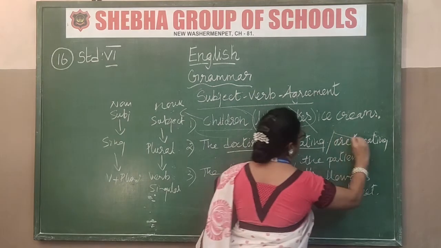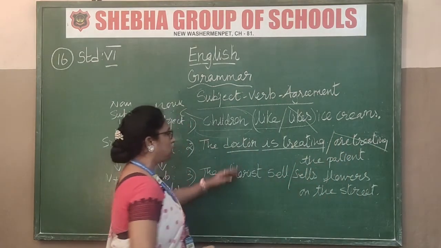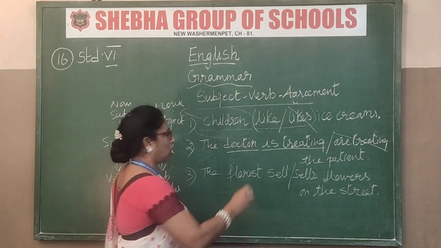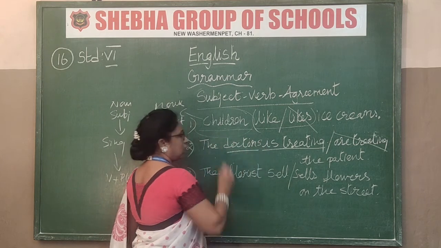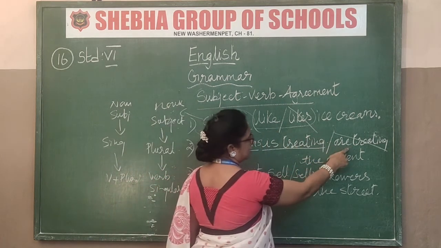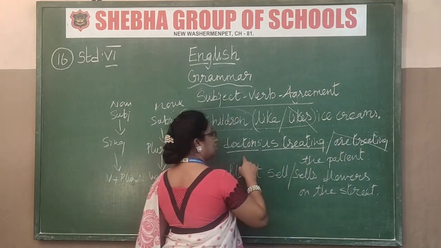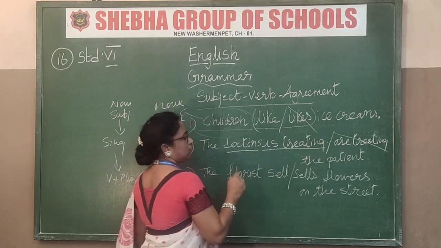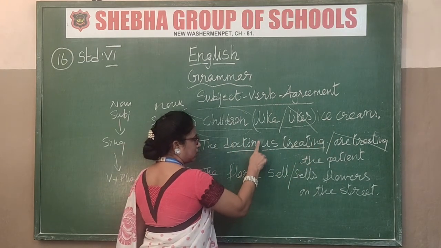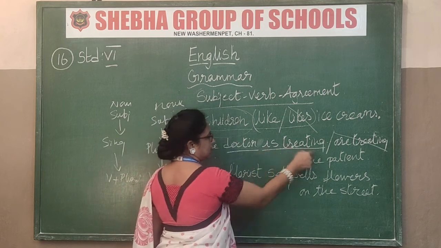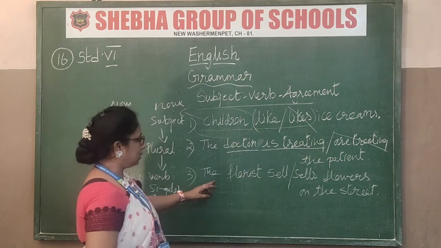This is wrong. Are is used in case I put doctors. Okay, if I put doctors, yes, then you must take this as your option. Doctors are treating the patient. Now this is only doctor, only one person. So we take is treating. Got that now? Now next again see that.